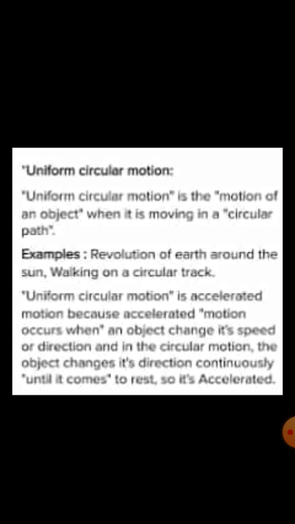Can you give one more example for uniform circular motion? The most common example which we can observe in our daily lives: the tip of the hands of a watch. The tip of the hands of the watch also show uniform circular motion.